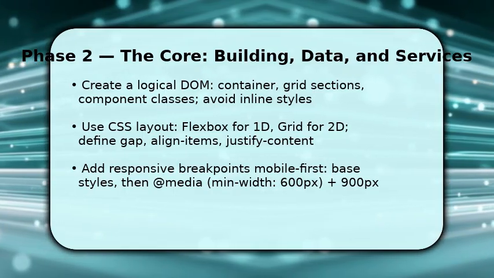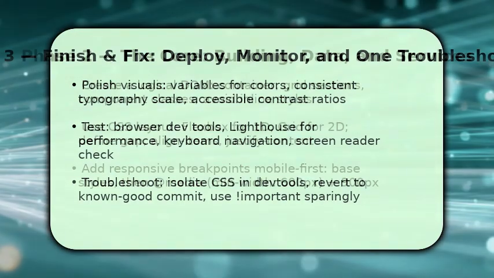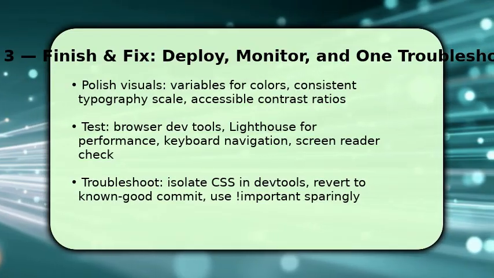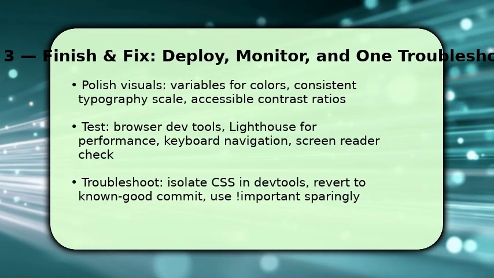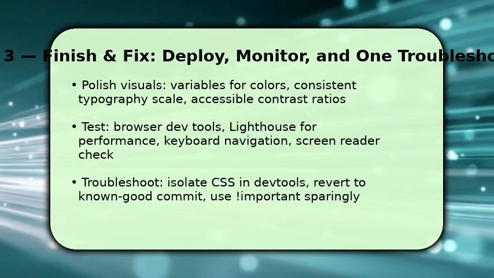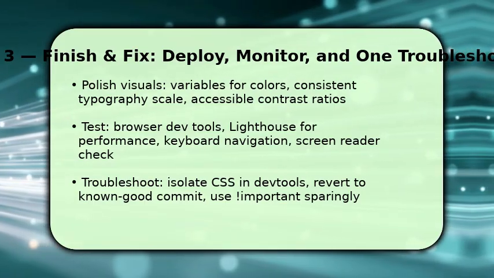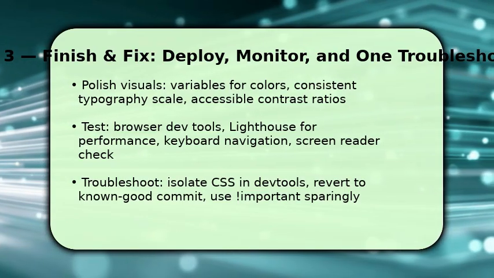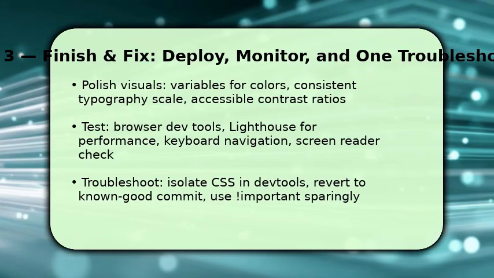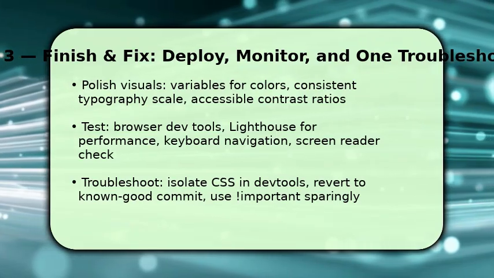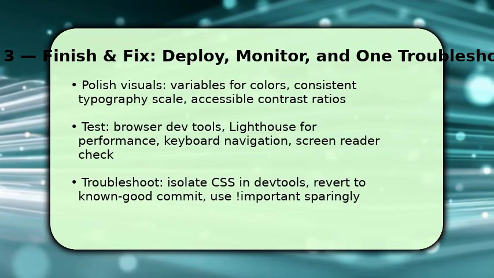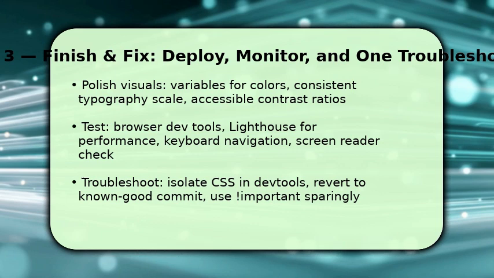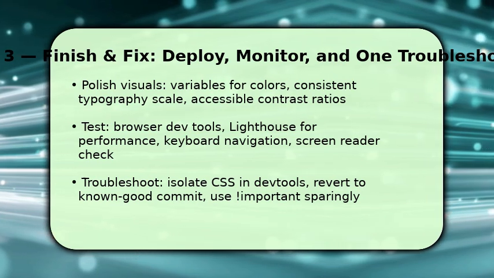You finish by polishing visuals and ensuring accessibility. Define CSS variables for color and spacing, create a predictable typographic scale, and confirm contrast ratios. Then test thoroughly, use browser DevTools to emulate devices, run Lighthouse for performance, and check keyboard and screen reader behavior. If layout breaks, isolate the offending rule in DevTools and toggle styles to find the cause. If needed, revert to a known good commit.